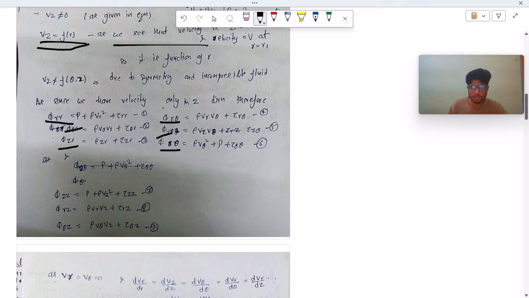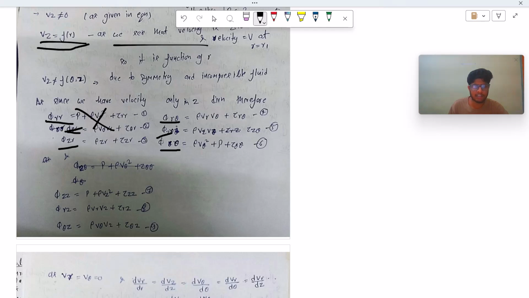As there is no velocity in the r direction, we have no flux in the r direction, so this term is going to 0. Similarly, phi theta r: no velocity in the r direction, so phi theta r is also going to 0. Same thing happens for phi z r.